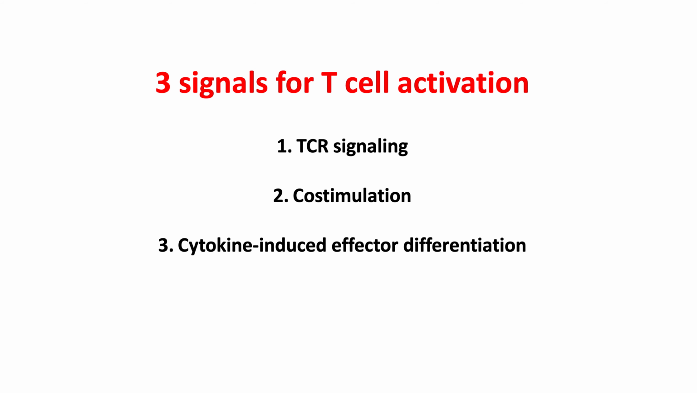For these T cells to get activated, they have to receive 3 main signals. Signal 1 comes through the T cell receptor. Signal 2 comes via co-stimulatory molecules. And signal 3 comes via cytokines that induce effector differentiation of these cells.